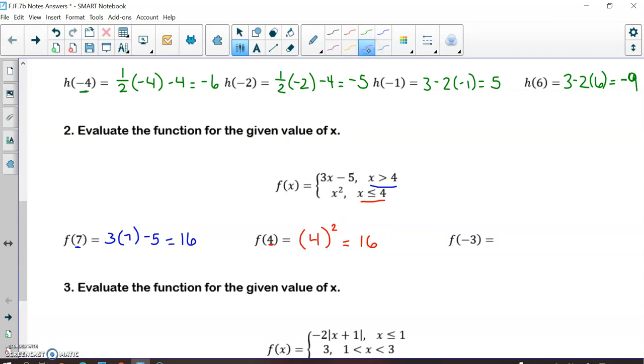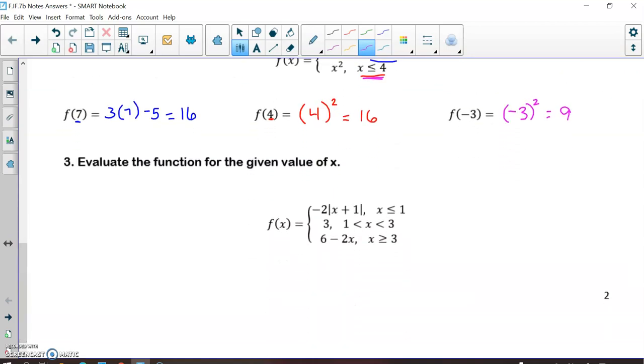Moving on to the next one, I have f of -3. Since -3 is less than or equal to 4, I'm going to put it into the x squared, which again, I'm going to put in parentheses. A -3 squared is going to be a +9. All right, moving on to the next one. Yours should be on the same page.